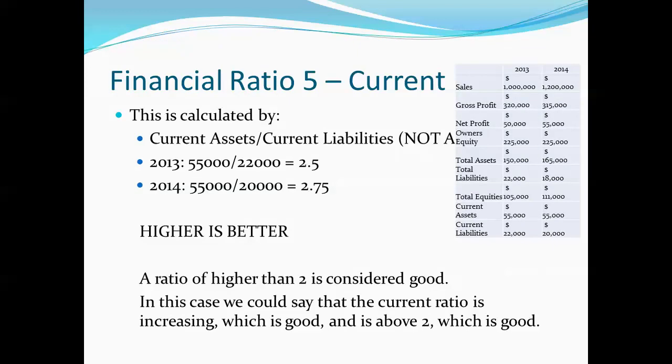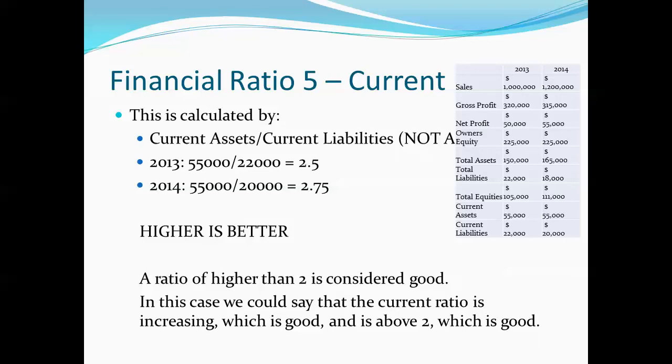Last one is your current ratio. It is not a percentage, right? So I've just hidden it with the graph down the right-hand side, but in the brackets there I've got it's not a percentage. You just divide one by the other. Current assets in 2013, $55,000. Current liabilities are $22,000.